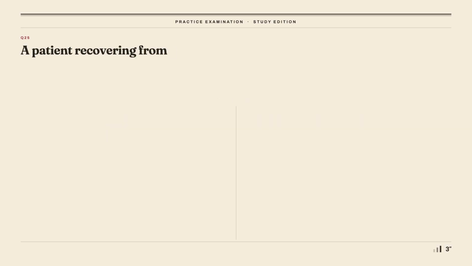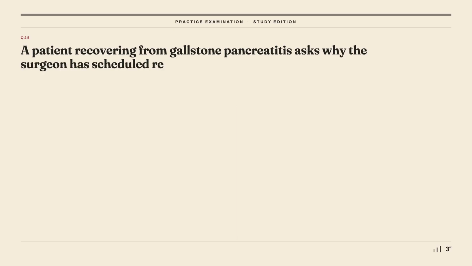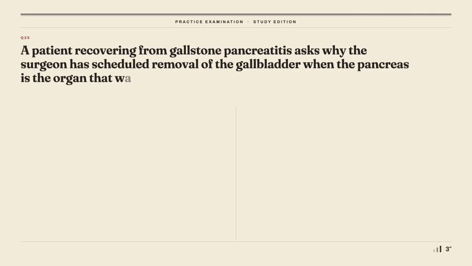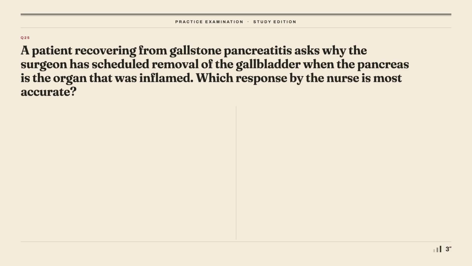Question 25. A patient recovering from gallstone pancreatitis asks why the surgeon has scheduled removal of the gallbladder when the pancreas is the organ that was inflamed. Which response by the nurse is most accurate?